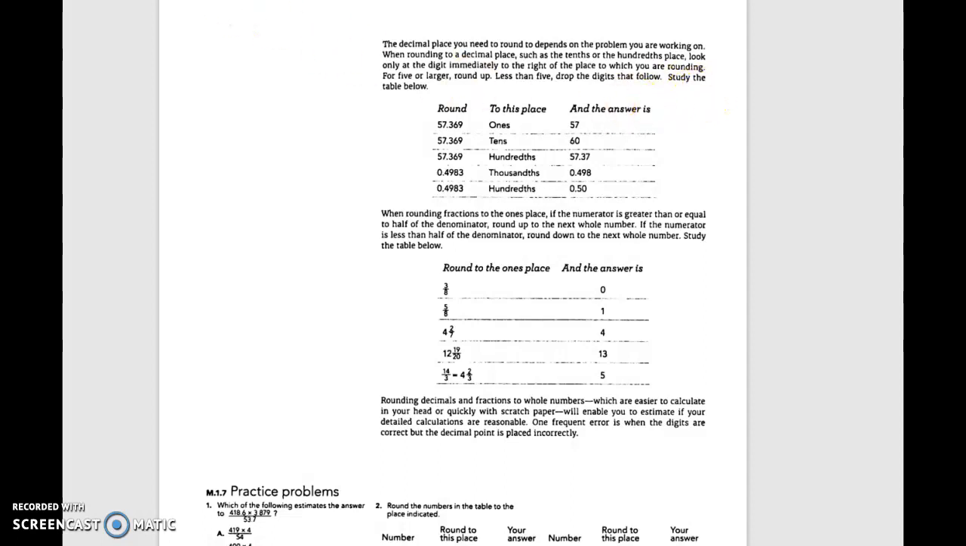So we're going to study this table right here. In this first example, we want to round to this place, which is the ones. So the first thing we need to do is find the ones place in our decimal number. Well, the ones place is right here at this 7.